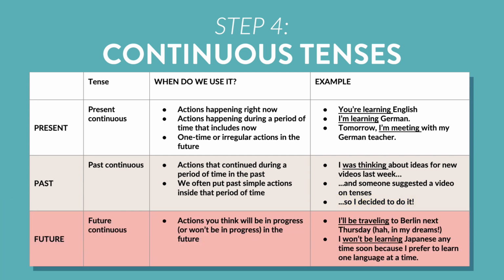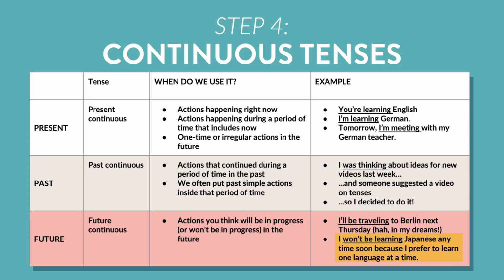Future continuous. This is for an action that you think will be in progress or won't be in progress in the future. For example, next Thursday, I will be traveling to Berlin. In my dreams, because no one is traveling right now. But let's imagine next Thursday, it's a period of time in the future, I will be traveling to Berlin. Or I won't be learning Japanese anytime soon because I prefer to learn one language at a time.